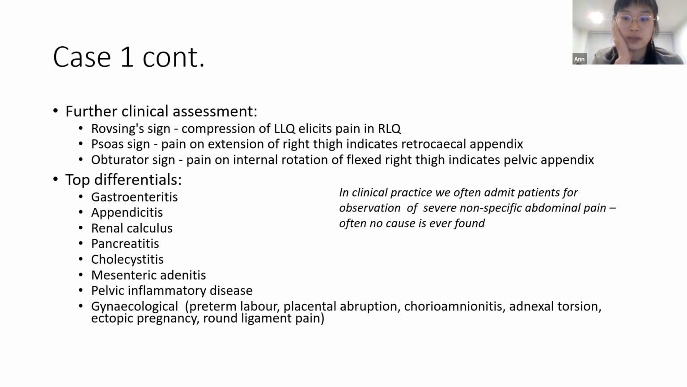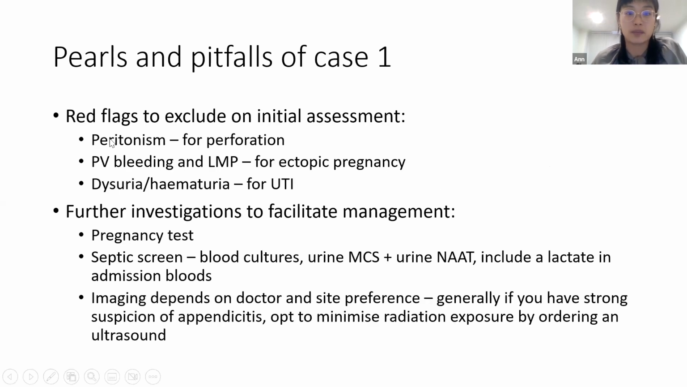She's a young woman of childbearing age. Should be A1C. I think I heard a whisper of pregnancy. So in this case, as Sophie correctly said, you want to check for peritonism to exclude perforation.